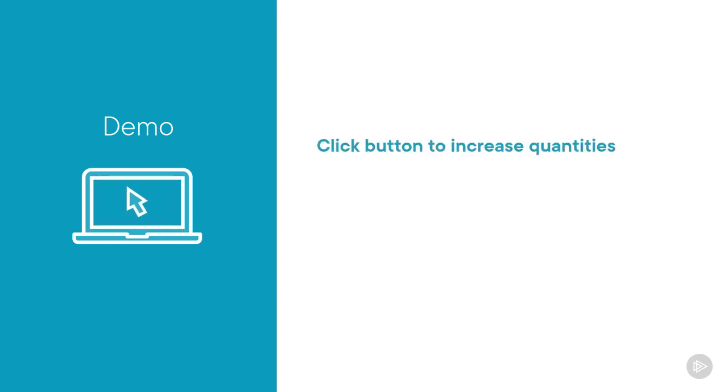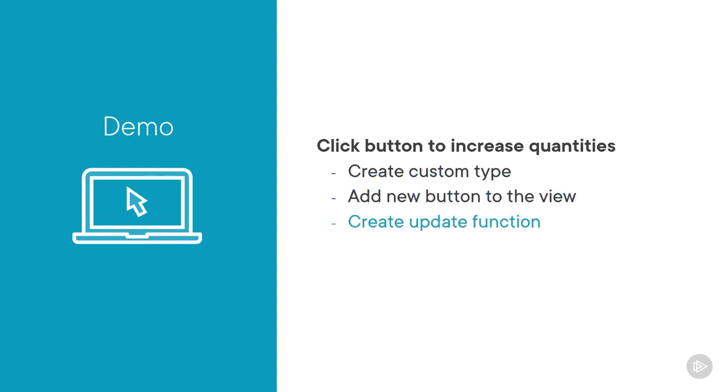Let's have a demo on adding a new button to the shopping cart. When clicking the button, each quantity is increased by 1. We are going to create a new custom type for the click message. Then we are going to add a new button to the view. A new update function is needed with the logic to increase quantities. Finally, we need to link the model, view, and update by calling them with the Browser.sandbox function.